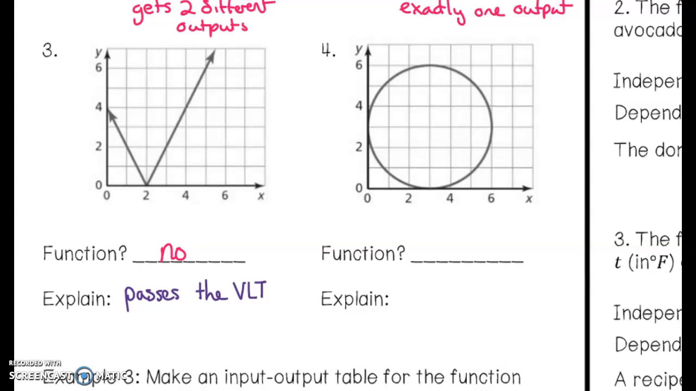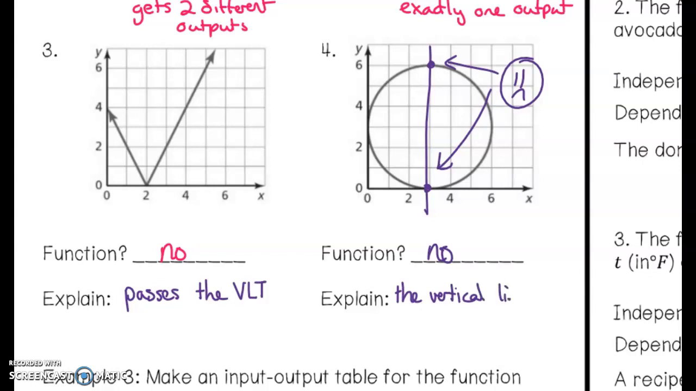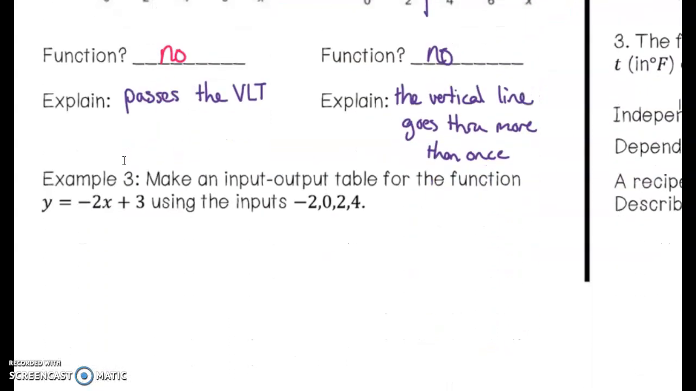Okay, now on number 4, if I draw a vertical line in right here, it goes through the function twice. This is why it's not okay. It's not a function, and the vertical line goes through the graph more than one time. All right, and so that's a problem. Okay, so that is a review from yesterday. Let's look at a new question.